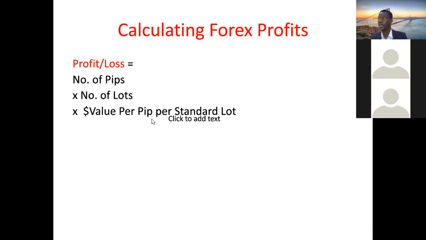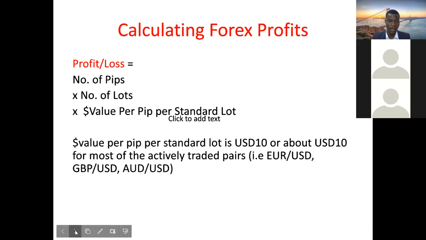Okay, you can decide to make any of those pips any value, whether you want to make it $10 or $5 or $2 or 10 cents. So, dollar per standard lot size, but this one is standard. It means that it has a standard value. So the dollar value per pip per standard lot size is normally $10, or about $10 depending on the pairs you are talking about. So a standard lot size has a dollar value of 10.